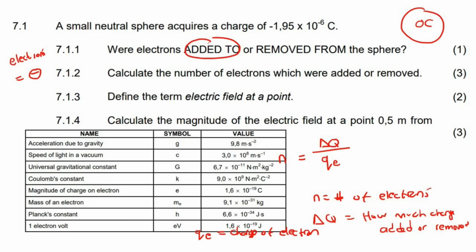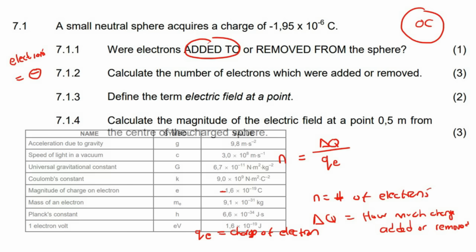And so I quickly took this table that you get on your formula sheet. The charge of an electron is this one. It says here the magnitude of the charge on an electron is this one over here, but an electron is actually negative. So it's actually negative 1.6 times 10 to the minus 19, but they've just given the magnitude, okay? But its actual charge is negative.